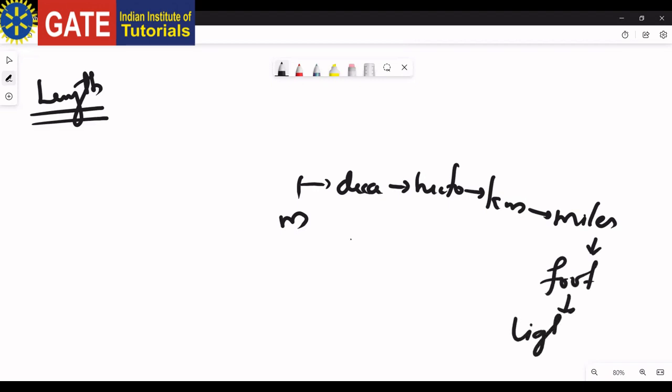Light years. Have you heard of light years? Light years will be there. This unit is what we use to measure between the planets, or the sun from here, the moon from here. We measure it in light years. So those are the larger units.